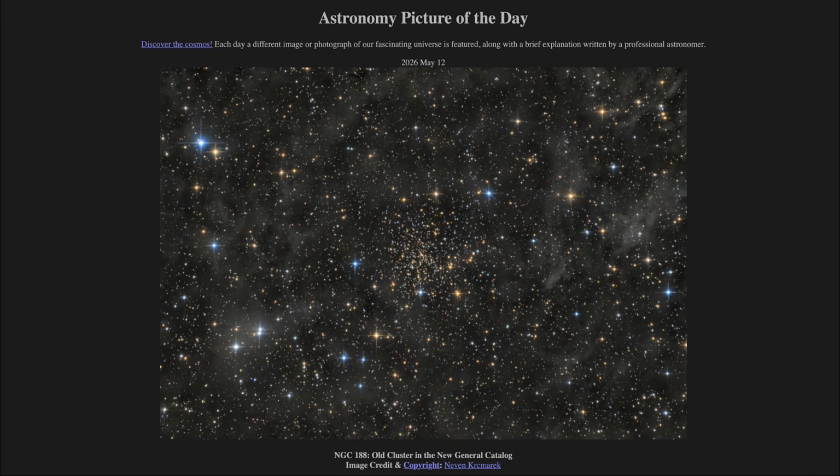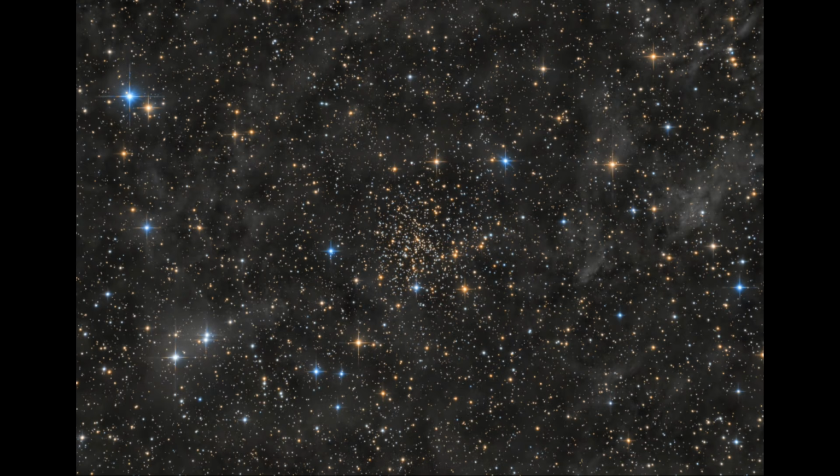Today's picture is titled NGC 188, Old Cluster in the New General Catalog. So, what do we see here? Well, here we see the open star cluster known as NGC 188, and that's number 188 in what is known as the New General Catalog, published back in the late 1800s, and kind of consolidated all of the work of the Herschels, William, John, and Caroline, who put together observing a lot of objects that were not specific stars.